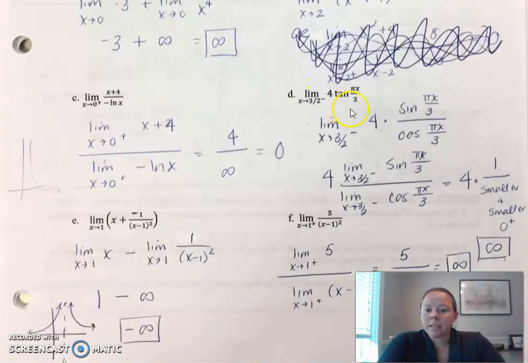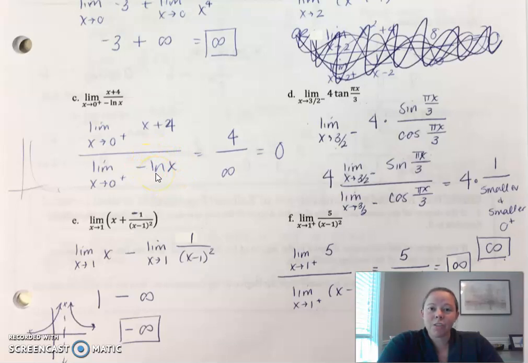Okay, so C. I've used that property where when it's a fraction, you can do the limit of the numerator over the limit of the denominator, and I wrote that here. So the limit of the numerator, just plug 0 in, it's 4. You're good to go. The problem is in the denominator. So 0, as you approach from the right, of negative natural log of x.